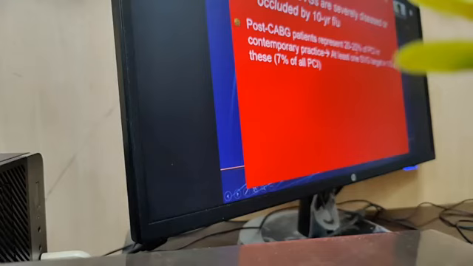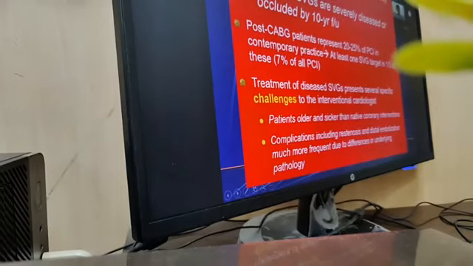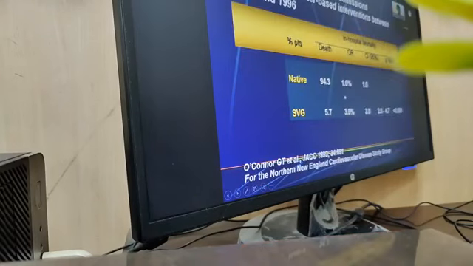That's why I want to tell you they are severely diseased or occluded by 10-year follow-up. Post-bypass patients represent 20-25% of PCI in contemporary practice, and at least one SVG graft in 1/3 of these will require angioplasty. Treatment of a diseased saphenous vein graft represents several specific challenges to the interventional cardiologist. Patients are older and sicker than in native coronary interventions. Complications including restenosis and distal embolization are much more frequent due to differences in underlying pathology.